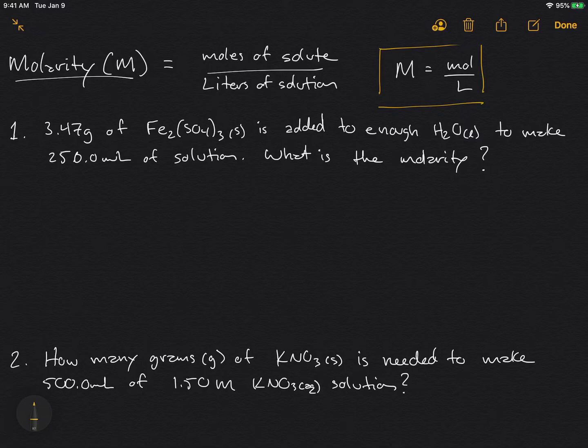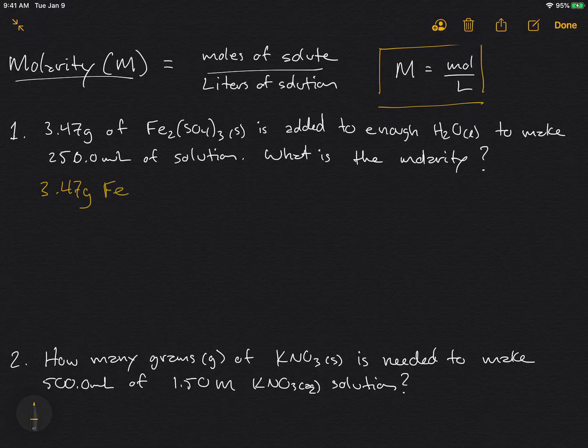So the way we want to handle a problem like this is to convert the amount of solute from grams to moles. So we'll need the molar mass of iron(III) sulfate. And then we want to convert milliliters of solution into liters, and then we divide the moles by the liters. So this is the most straightforward version of a molarity problem. So let's first take the amount of solute and convert that to moles.